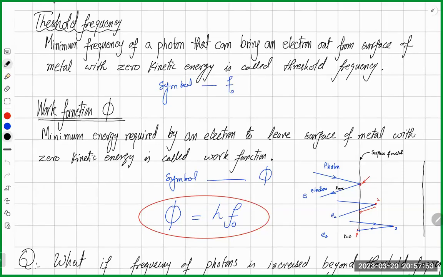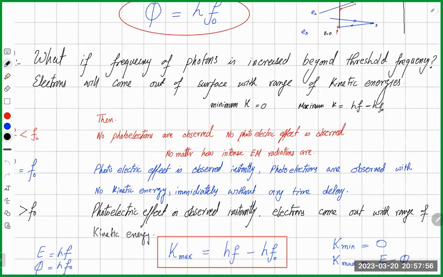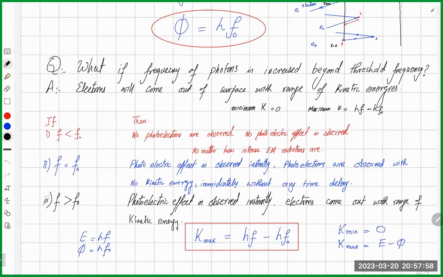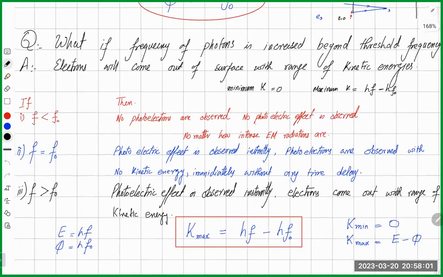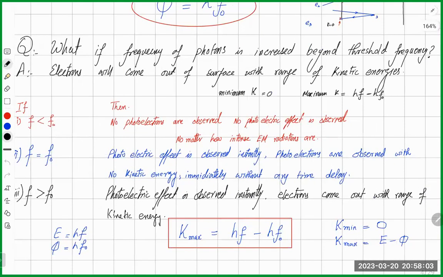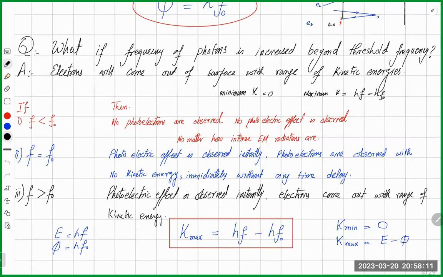Here is the summary of whatever I said. If frequency is less than threshold frequency, no matter how intense the electromagnetic wave is, how intense the radiations are, how many photons you send, not a single electron will come out of the metal surface. If frequency is less than threshold frequency, not a single photon, not a single electron will come out, regardless what intensity you use.